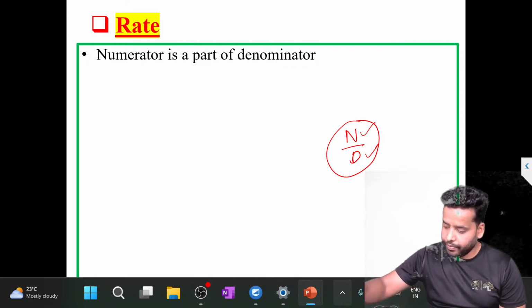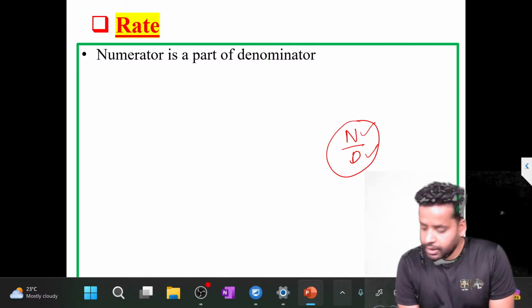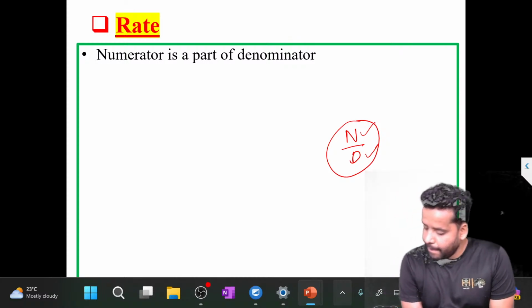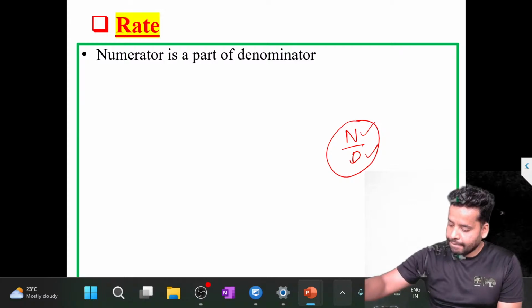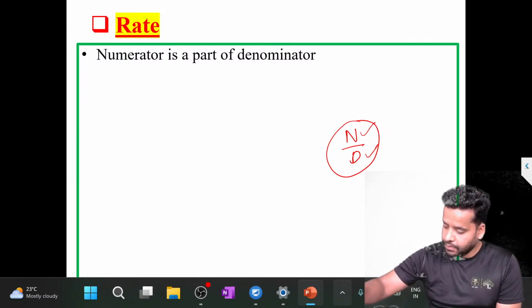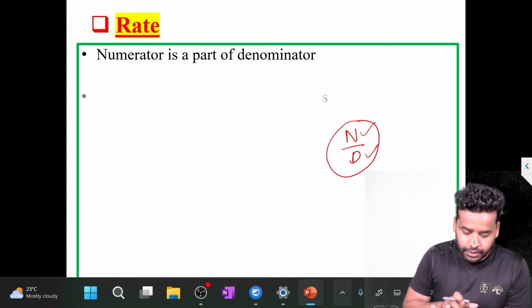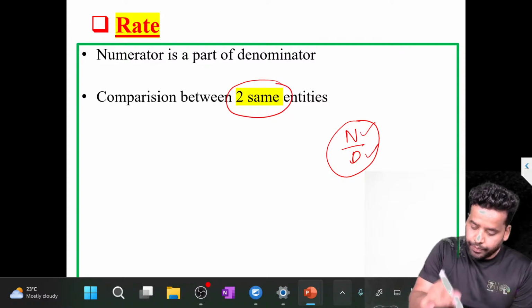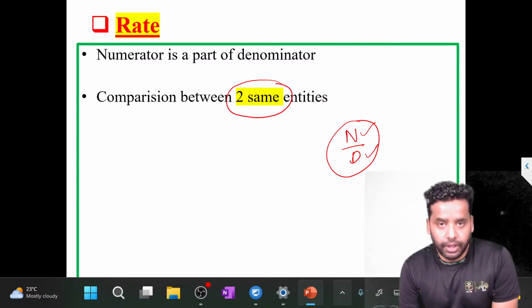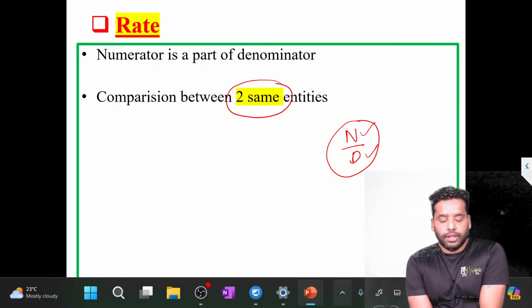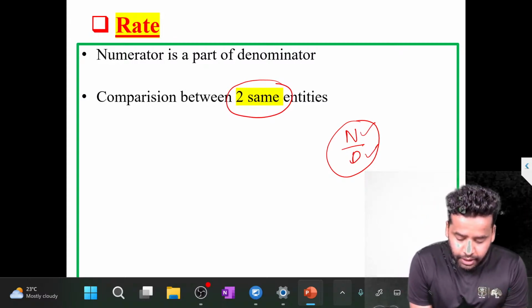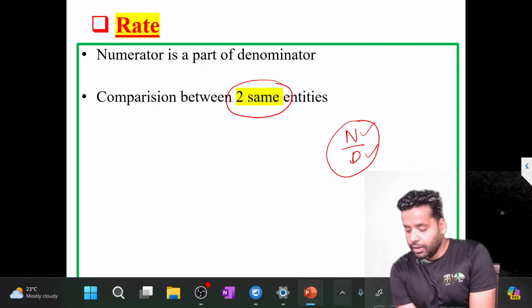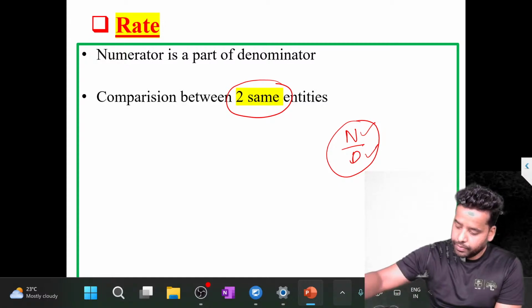Comparison between two same entities or different entities? Good. Comparison between same entities. But in ratio it will be different entities. So here it is a comparison between two same entities. Highlight the keywords. Use the highlighter in the class notes.